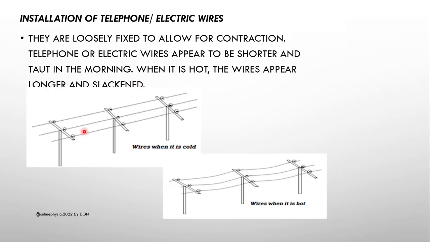Now, if you look at those electricity wires in the morning, they appear this way. They are sagged. No, in the morning they appear very firm because they are cold. They have contracted. But as the day progresses, as we have more heat in the atmosphere, then these wires expand, hence appearing to be sluggish or sagging. So we have this.